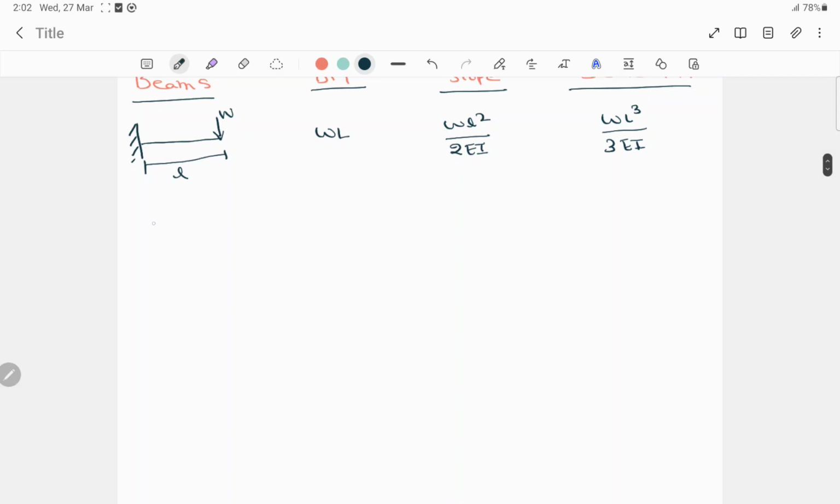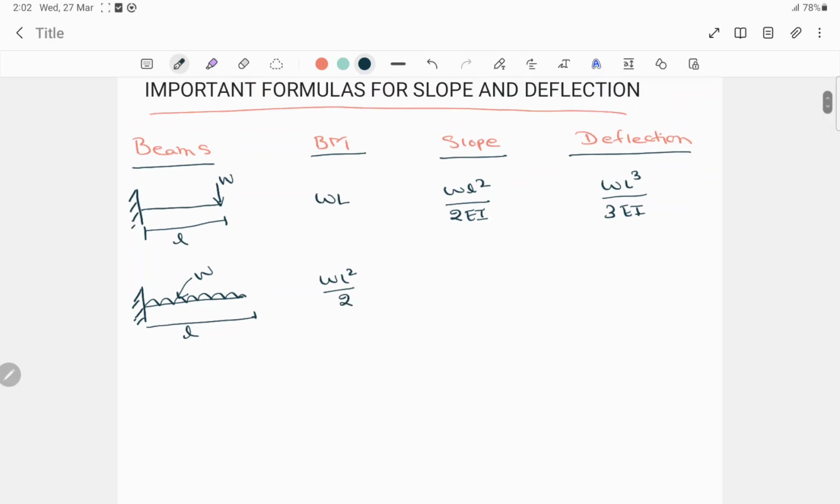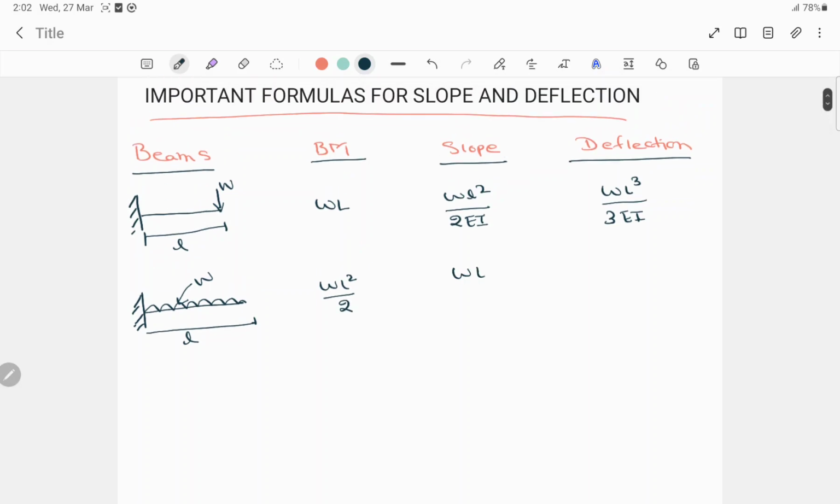Now here again for a cantilever beam, where UDL is acting, UDL of W, and this is the length L. So in this type of beam, the bending moment formula will be WL square by 2, and the slope will be WL cube by 6 EI, and the deflection will be WL to the power 4 by 8 EI.